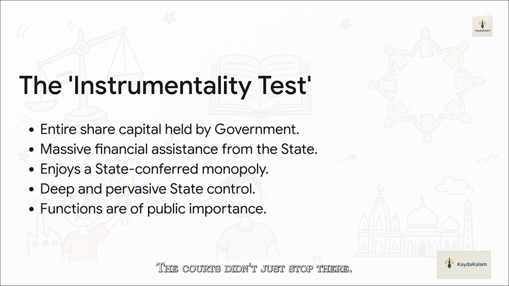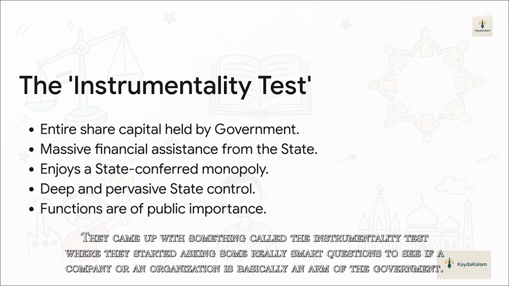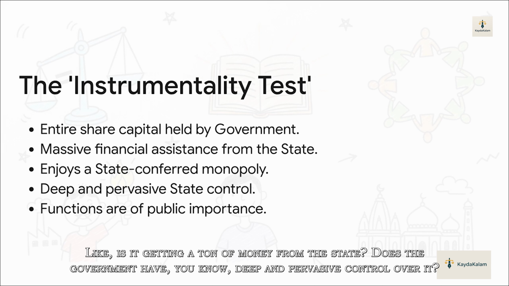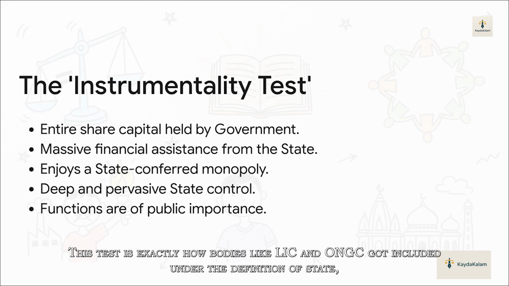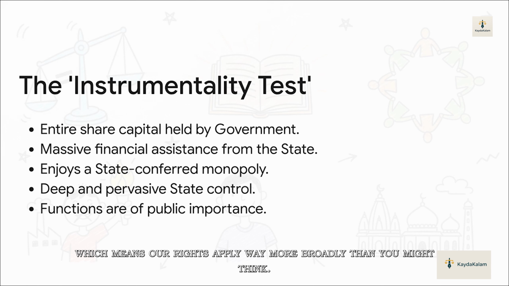But you know what? The courts didn't just stop there. They pushed this definition even further. They came up with something called the instrumentality test, where they started asking some really smart questions to see if a company or an organization is basically an arm of the government. Like, is it getting a ton of money from the state? Does the government have deep and pervasive control over it? This test is exactly how bodies like LIC and ONGC got included under the definition of state, which means our rights apply way more broadly than you might think.